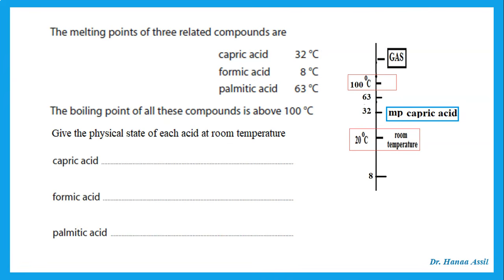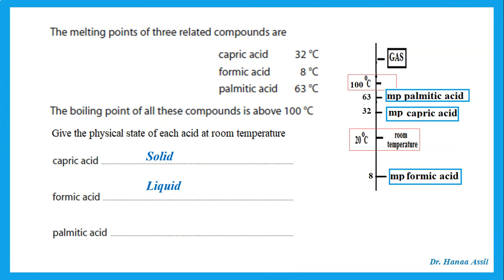At 32, if the melting point is 32, that means at room temperature I have not reached the melting point, and that means it hasn't melted yet, so that means it's a solid. What about formic acid? Formic acid has a melting point of 8. Now, that means by the time we reach room temperature, it has already melted, so it's a liquid. What about palmitic acid? The melting point of palmitic acid is 63, and that means at room temperature, it has not melted yet, so it is a solid.